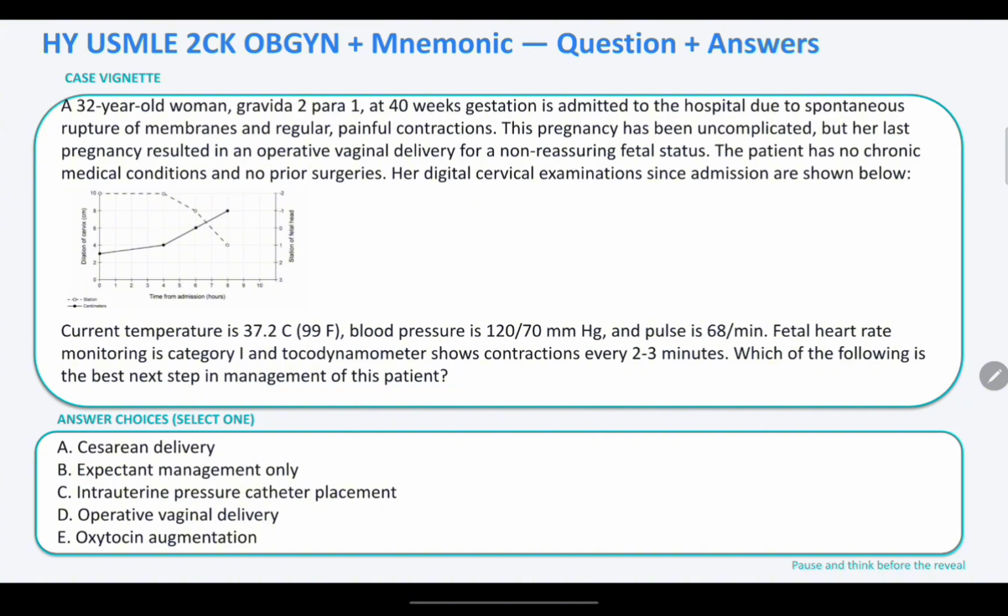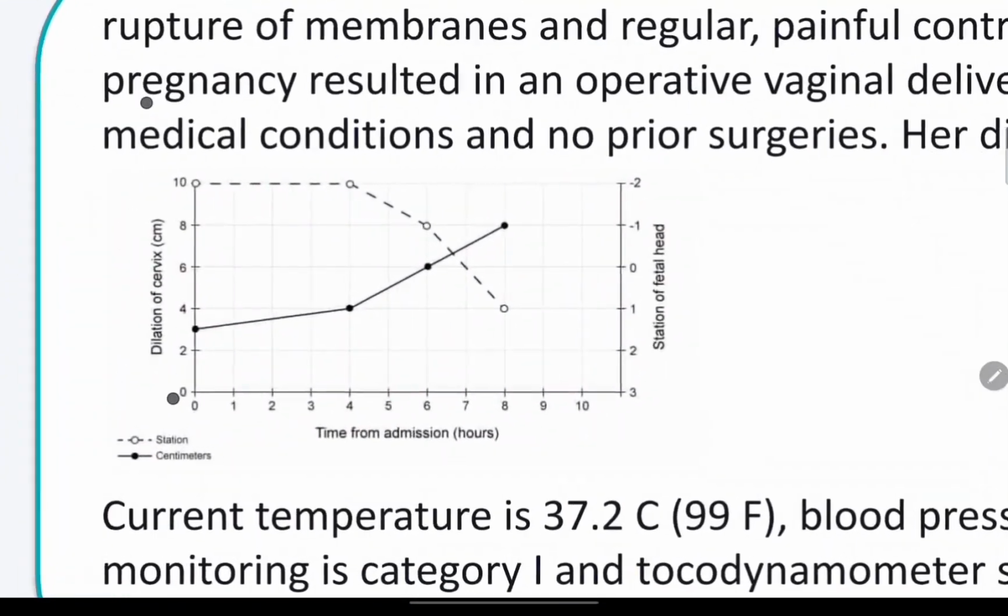Her pregnancy has been uncomplicated, but her last pregnancy resulted in an operative vaginal delivery for a non-reassuring fetal status. The patient has no chronic medical conditions and no prior surgeries. Her digital cervical examinations since admission are shown below. So, look at the labor curve. What do you see?